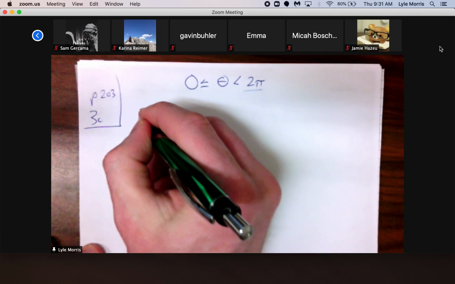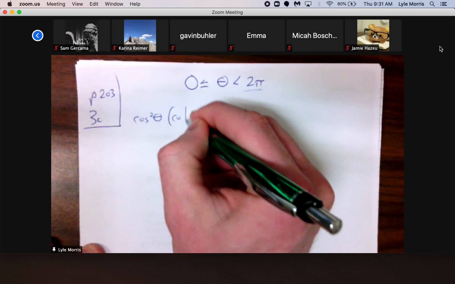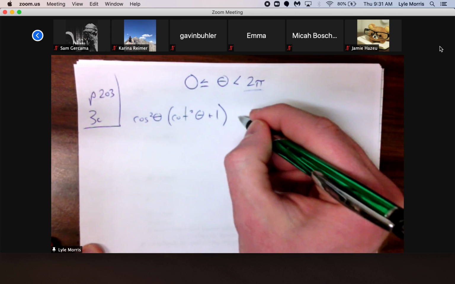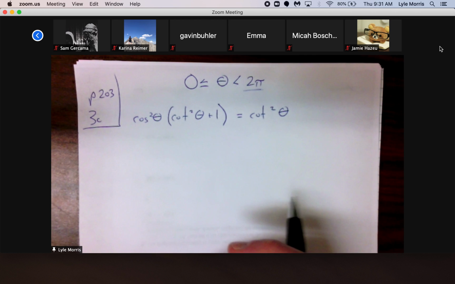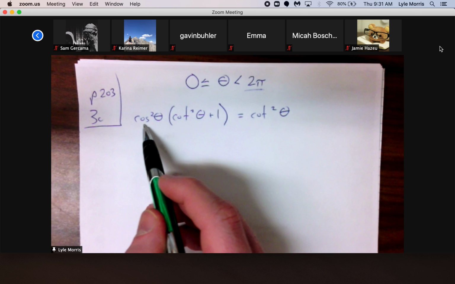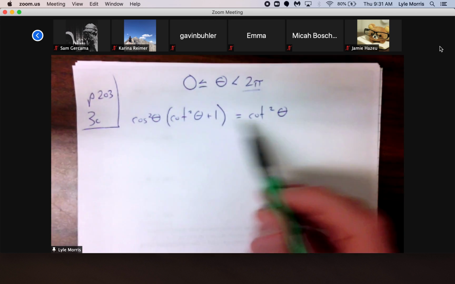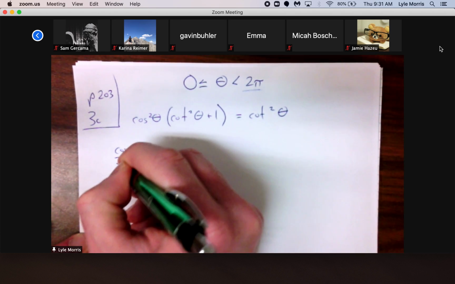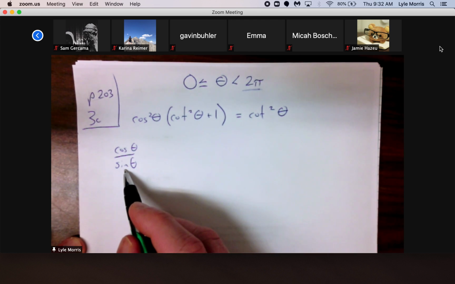Okay, so cos squared theta times cotan squared theta plus 1 equals cotan squared theta. All right, so all we're worried about right now are the non-permissibles. I can kind of ignore this cos of theta, but it's these cotans. Cotan is cos of theta over sine of theta. That's cotan. So wherever sine of theta is 0, that makes it non-permissible.